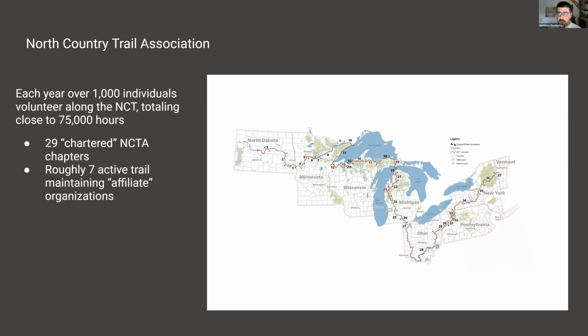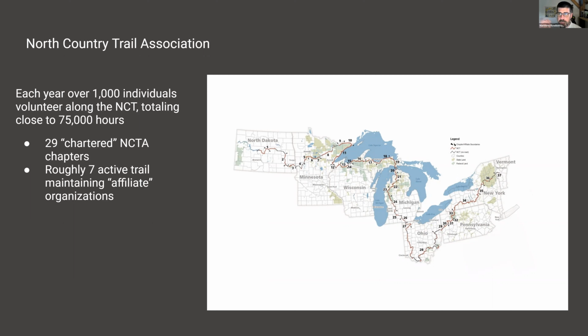So for example, they can't really do any legal activity. If we were to get a trail easement in one of their areas, it actually has to be signed by our executive director or the board president of the association. They can't actually take any binding action on behalf of the North Country Trail Association.